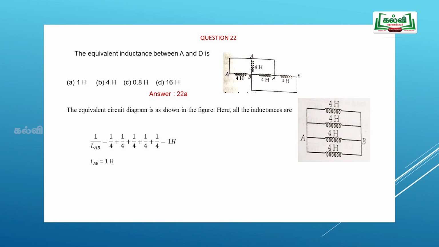See, this end is connected to A and this is connected to B. Similarly, for all of them you can see the two ends are connected between A and B, which means they have parallel connection. How do you do it for resistors? The same way here: 1 by L1 plus 1 by L2 plus 1 by L3 plus 1 by L4. Solve and get it as 1 Henry.